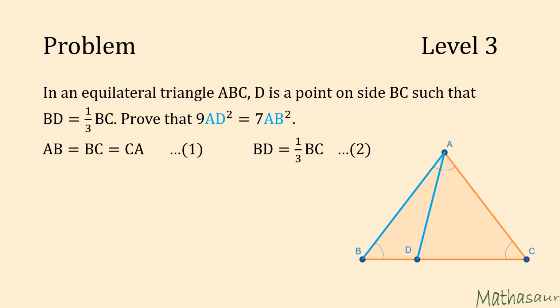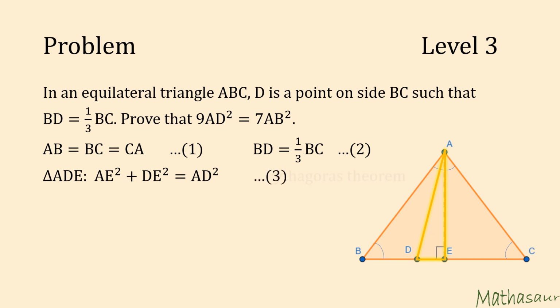Now since we need the squares of AD and AB, let us drop a perpendicular from the vertex A onto BC. So let us draw AE perpendicular to BC. Now let us look at triangle ADE. Applying the Pythagoras theorem, we see that AE square plus DE square is equal to AD square. Let us call this statement 3.